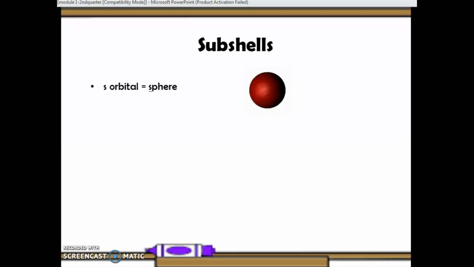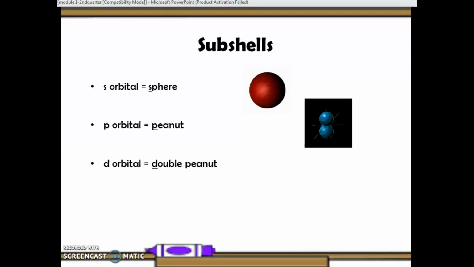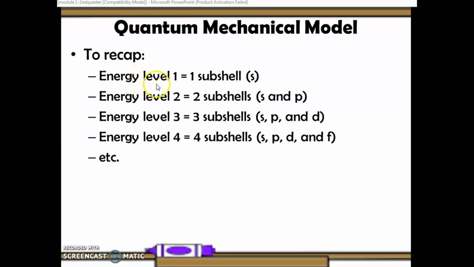The S orbitals are spherical. The P orbitals are peanut shape or dumbbell shape. The D orbitals are double peanut shape. And the F orbitals are flower shape. Now, what does SPDF mean? S means sharp, P means principal, D means diffuse, and F means fundamental. To recap, energy level 1 has one subshell, which is S. Energy level 2 has two subshells, S and P. Energy level 3 has three subshells, S, P, and D. And energy level 4 has four subshells, S, P, D, and F, etc.